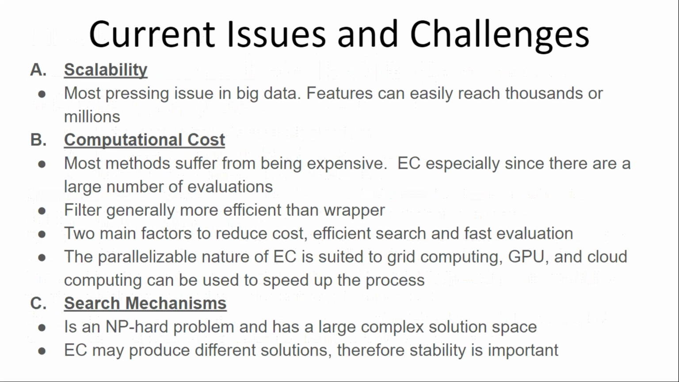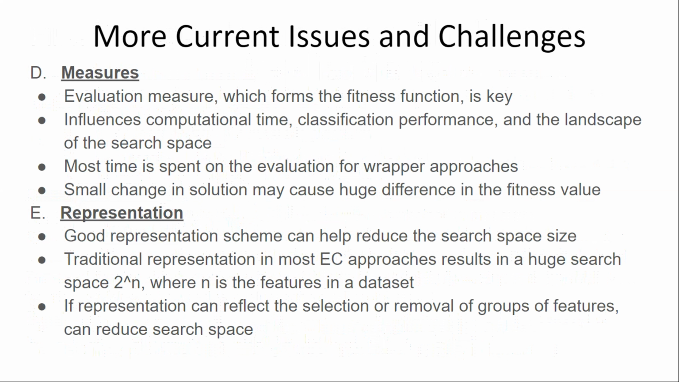Search in these large solution spaces is an NP hard problem. And with ECs, there are numerous solutions found in a search space, so stability can be an issue. Evaluation measures influence the performance of the model, so you just got to be careful. Even small changes can have a major effect on the fitness value. Good representation can reduce the search space. Anytime groups of features can be eliminated without sacrificing classification performance, it's definitely helpful.